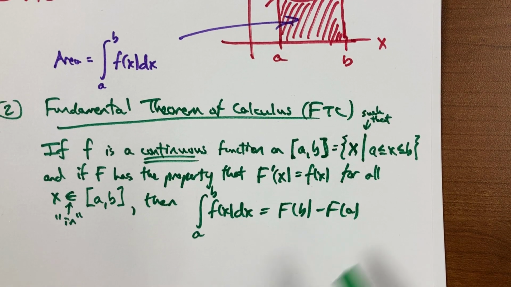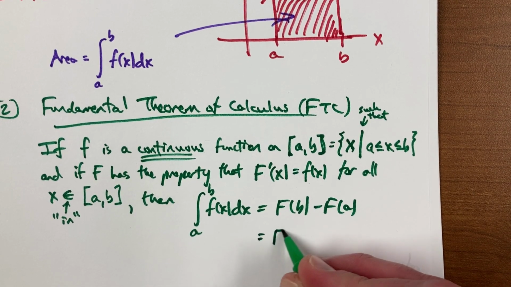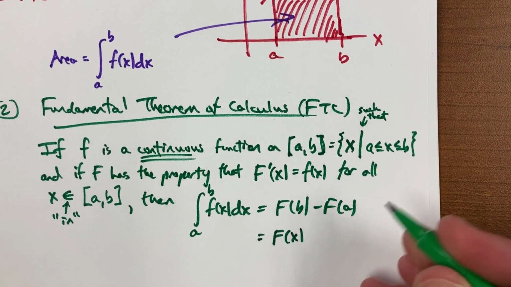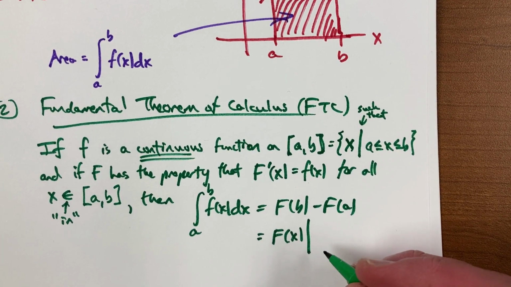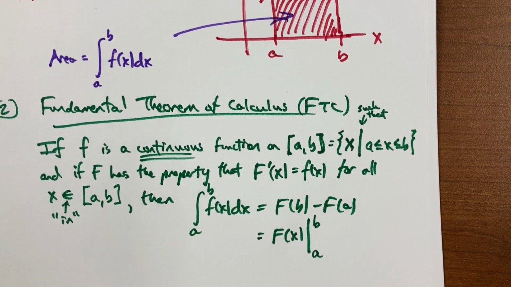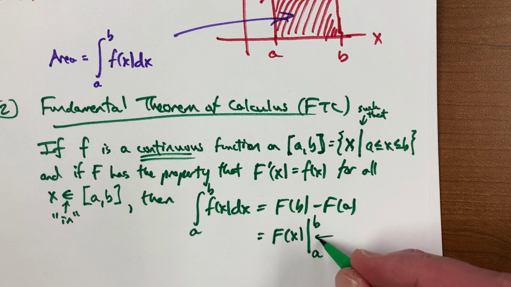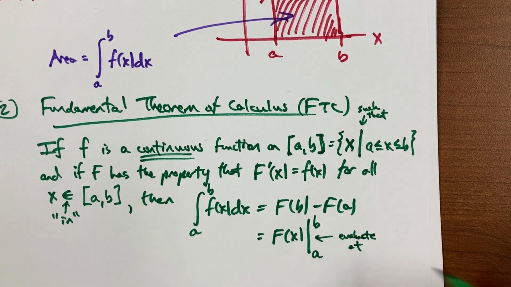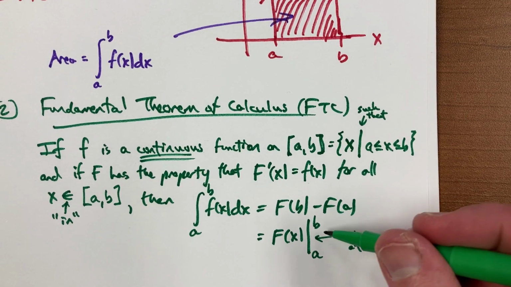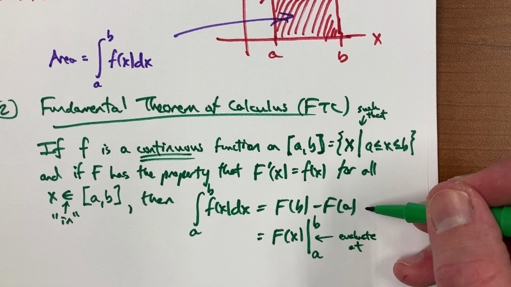Sometimes this difference, capital F of B minus capital F of A, is written this way with a capital F of X, and then a vertical line that in this context means evaluate at A to B. This vertical line means such that, this vertical line means evaluate at. It's just a shorthand notation for this difference. That's all it is. Nothing magical.